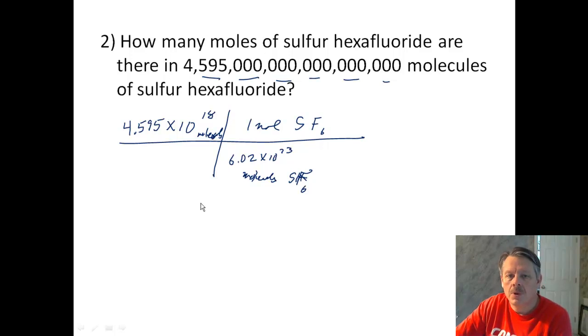So, when I do my division, if you do it right, and guys, this is where you go back to the podcast and look at how you do your calculator correctly, your answer is going to be 7.633 times 10 to the minus 6th moles of sulfur hexafluoride.